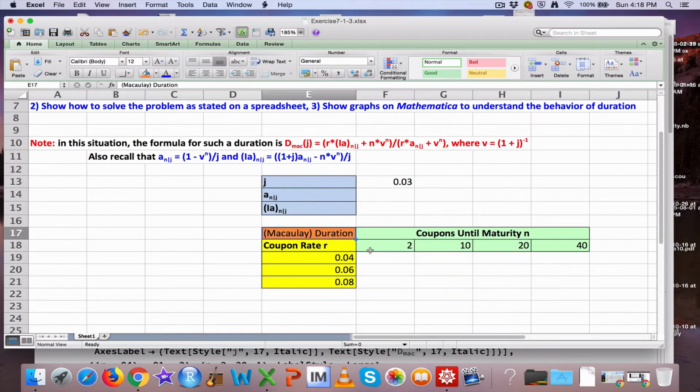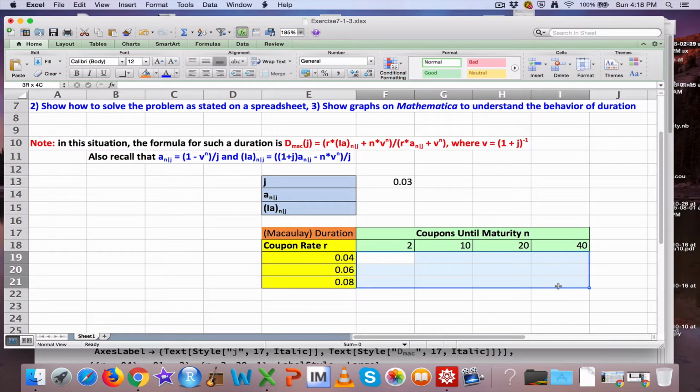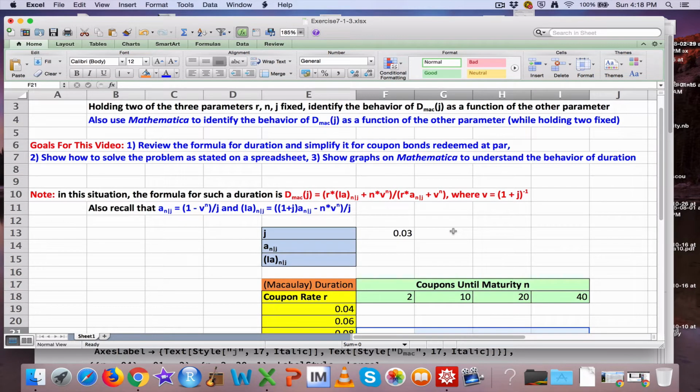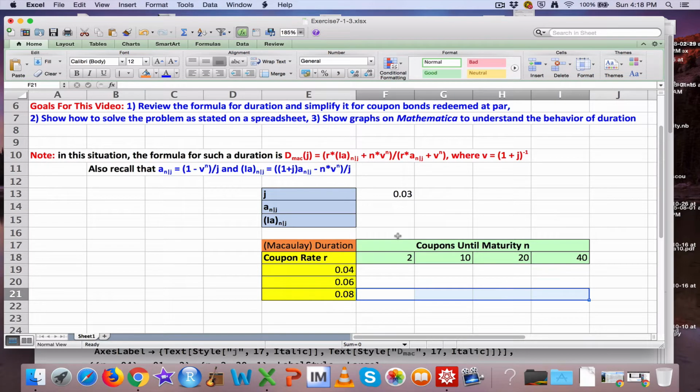The Macaulay durations are going to go in these spots right here. And we'll see that for fixed j, what happens as r increases by going down the table for these different n's, and what happens as n increases by going across the table for these different r's. That'll help us identify what happens as j and one of the others is fixed and then one of the others is increasing. And then I'll be able to see what happens when j increases by keeping r and n fixed, seeing the numbers in the table and changing this number right here.